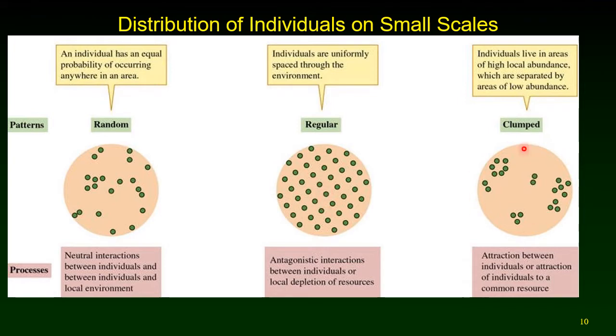And then clump distributions are also called clustered distributions. They can be called contagious distributions. So this is where you find very high numbers and then areas with very low numbers and then high numbers and then low numbers. So you've got a very patchy distribution. And in those cases, they're either attracted to each other or they're attracted to a common resource, or it might be how they're spreading like a contagious disease.